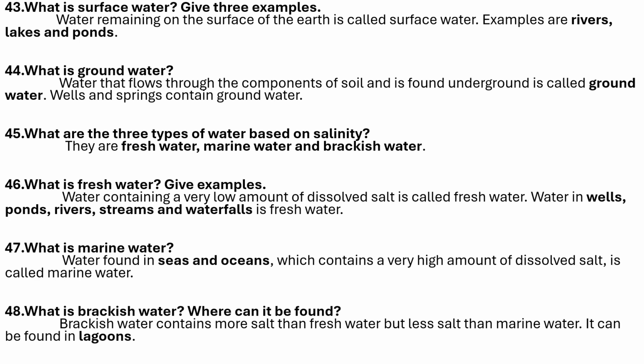It is called marine water. What is brackish water? Where can it be found? Brackish water contains more salt than fresh water, but less salt than marine water. It can be found in lagoons.